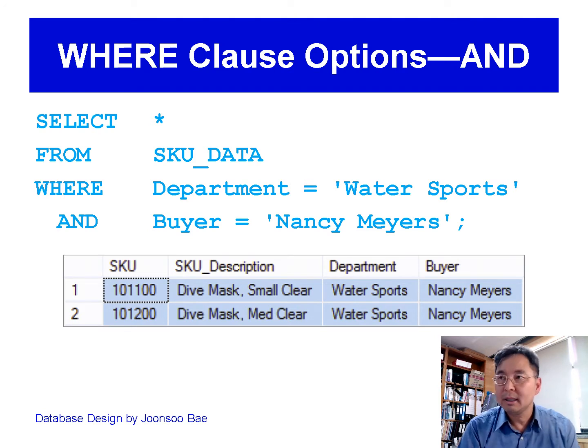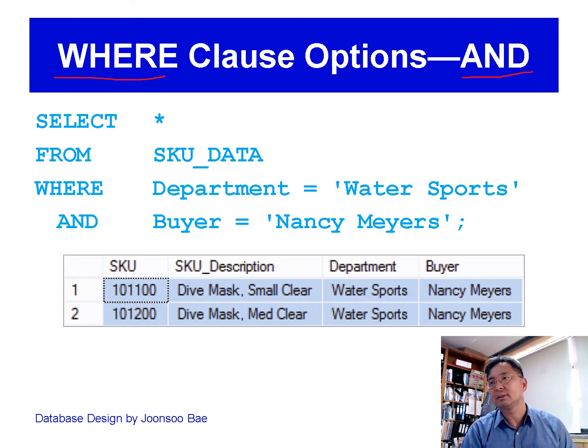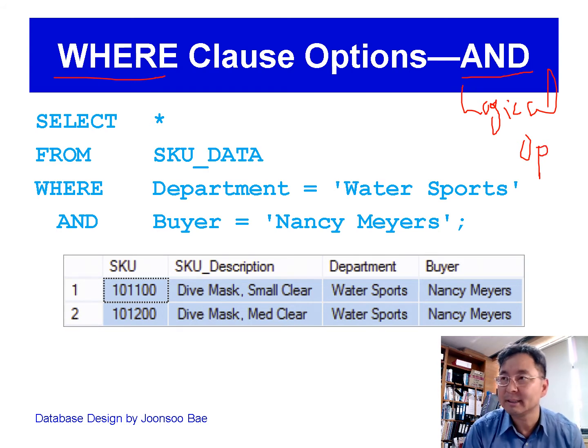And next one is the WHERE clause. At the WHERE clause, we can make strong conditions. If there are two conditions, then we can combine them using logical operators. These are logical operators. The first logical operator is AND. Both of the conditions must be satisfied. That means the AND logical operator.